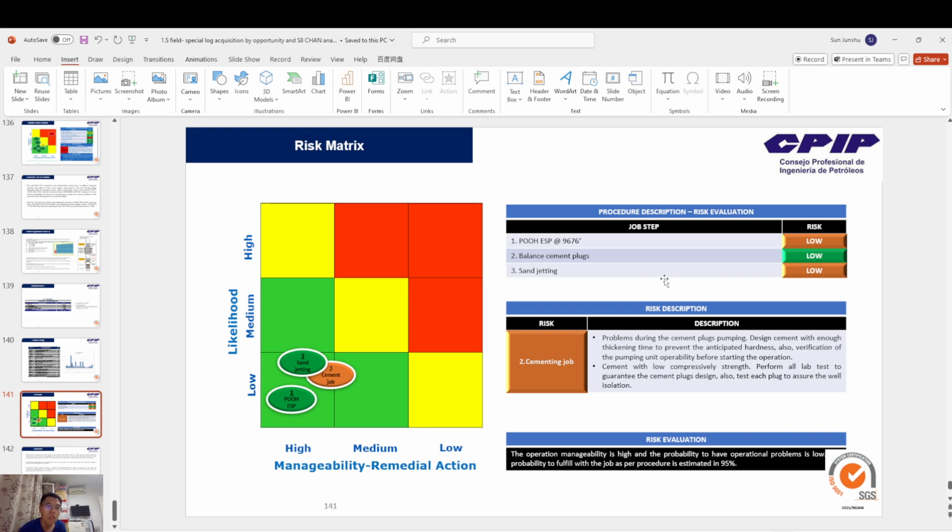Cement with low compressive strength. Perform all lab tests to guarantee the cement plug design. Also test each plug to assure the well isolation.